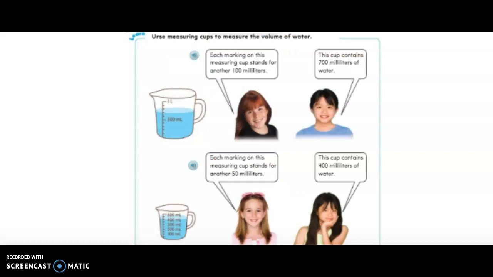So like we did with kilograms and grams, there is a scale of markings that we need to be able to read in order to determine the amount inside. And this is a real life thing. If you guys, like I said, are baking or doing any sort of cooking, you typically use measuring utensils in order to make sure that you're putting the right amount. So if we take a look at this measuring cup, each marking on this measuring cup stands for another 100 milliliters.